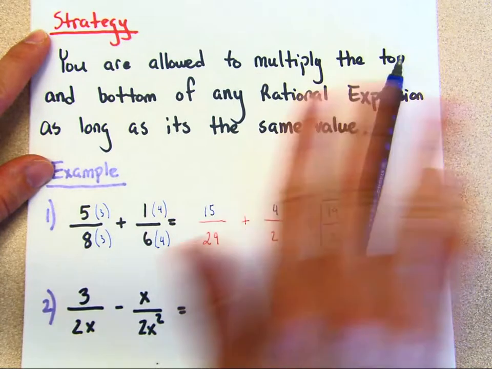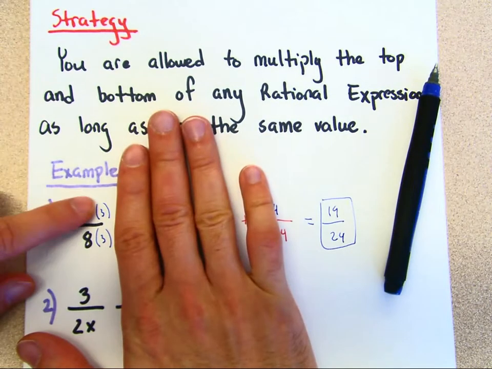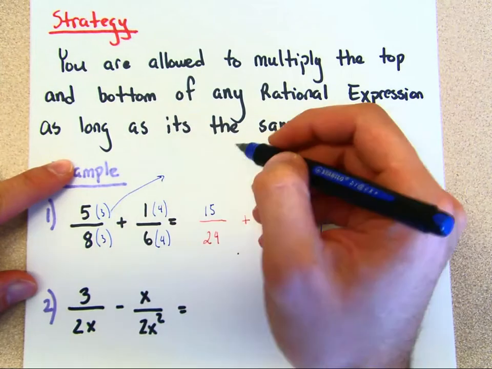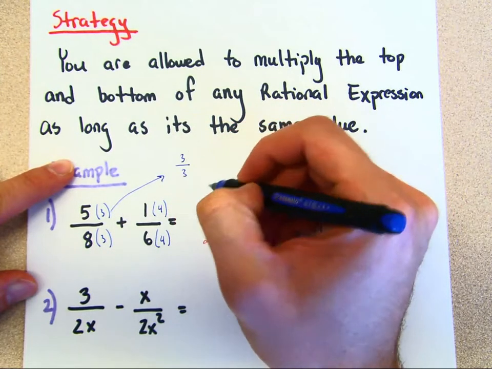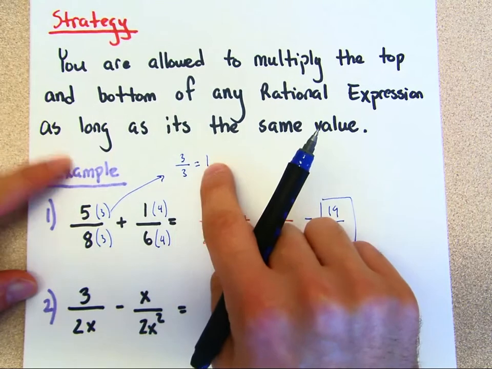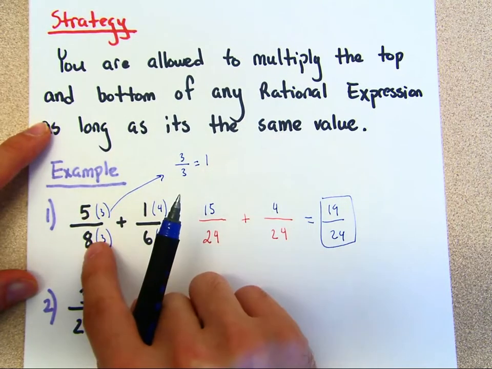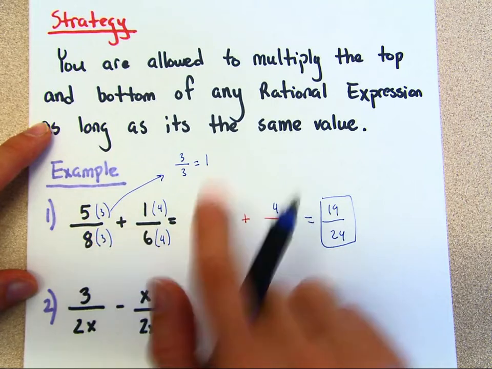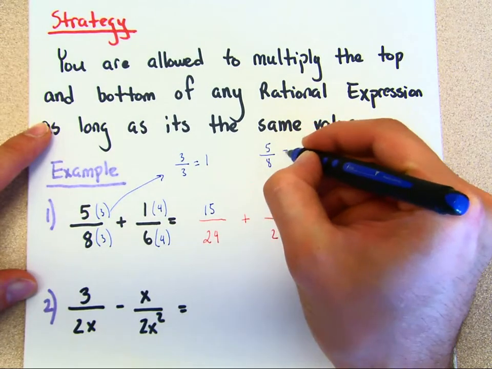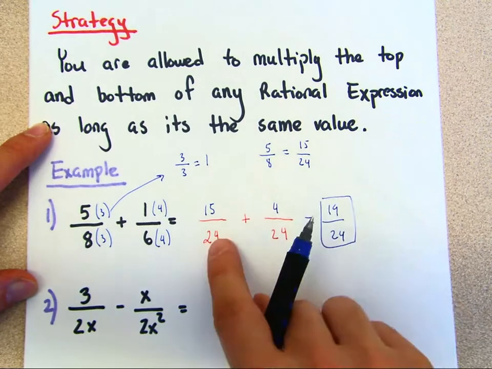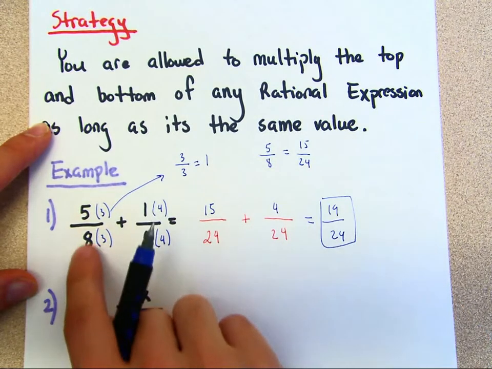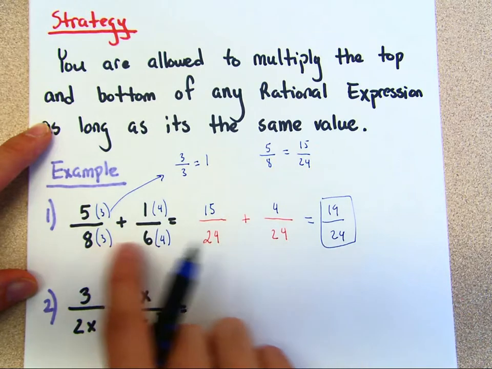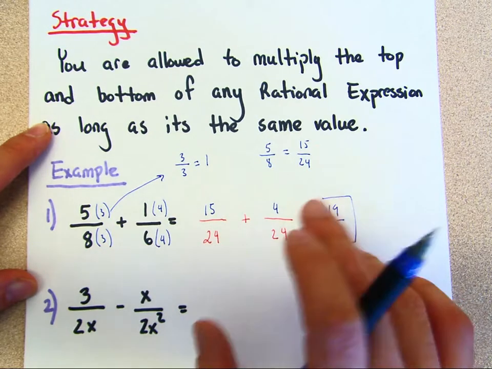You see here, for this 5 over 8, I multiplied the top and the bottom by 3. You're allowed to do that, and why are you allowed to do this? 3 over 3 is equal to 1. So 1 times any fraction gives you the same value. Here, 5 over 8 is equal to 15 over 24. But why do we want this 5 over 8 to look like 15 over 24? So that these two fractions have the same denominator. And that's the game we're going to play.